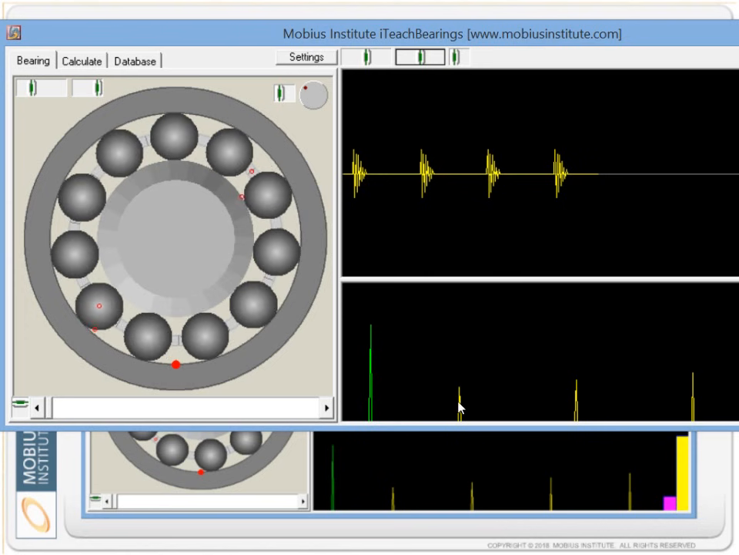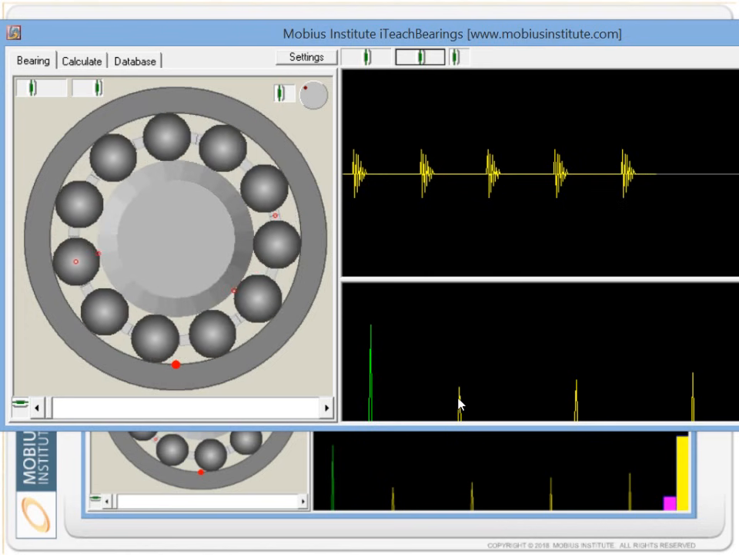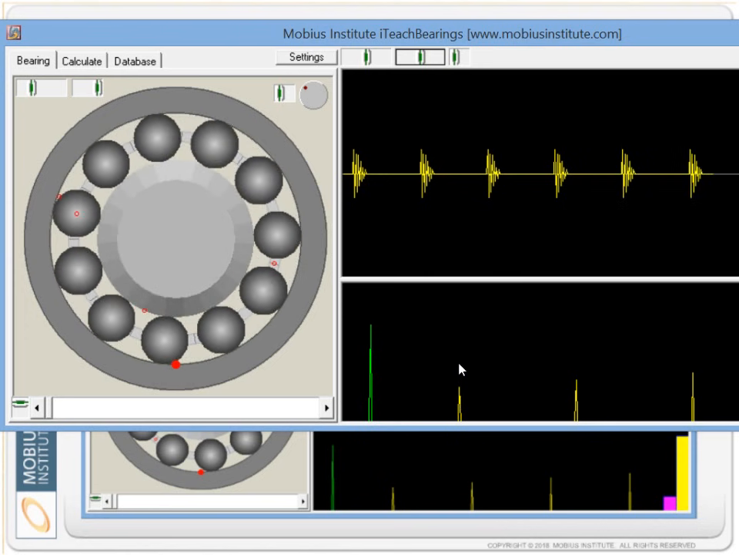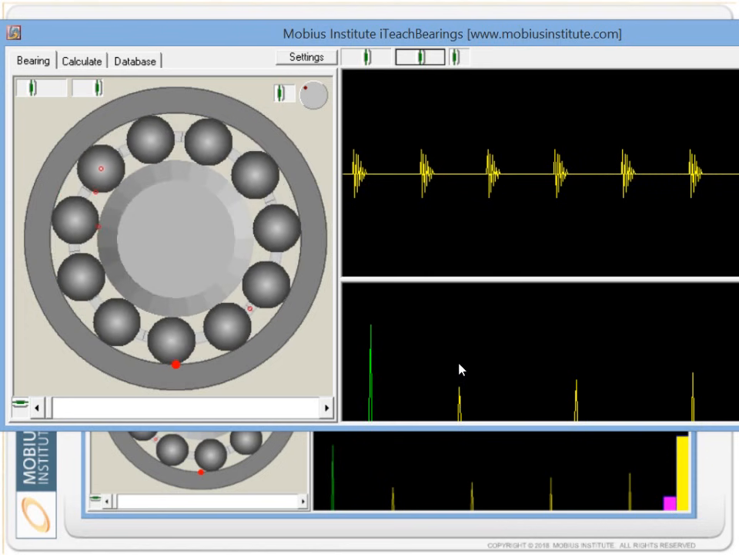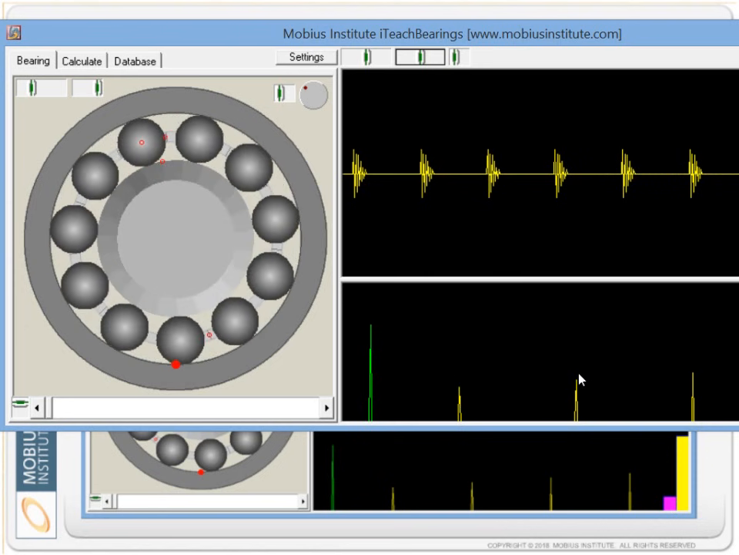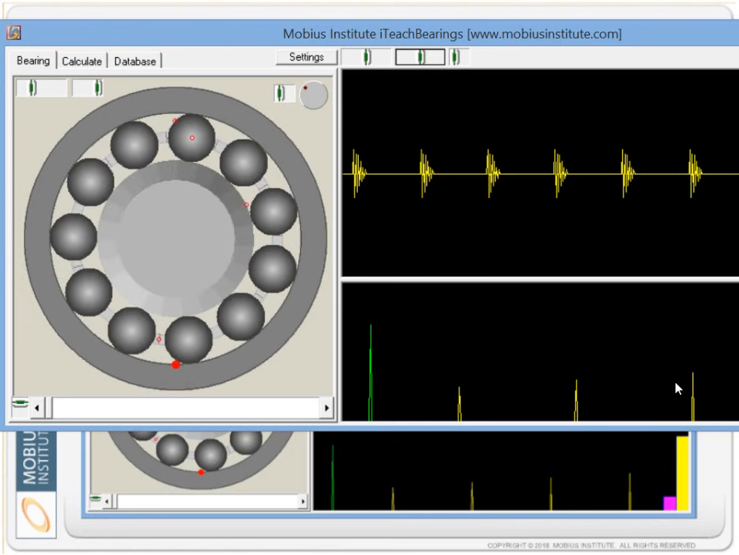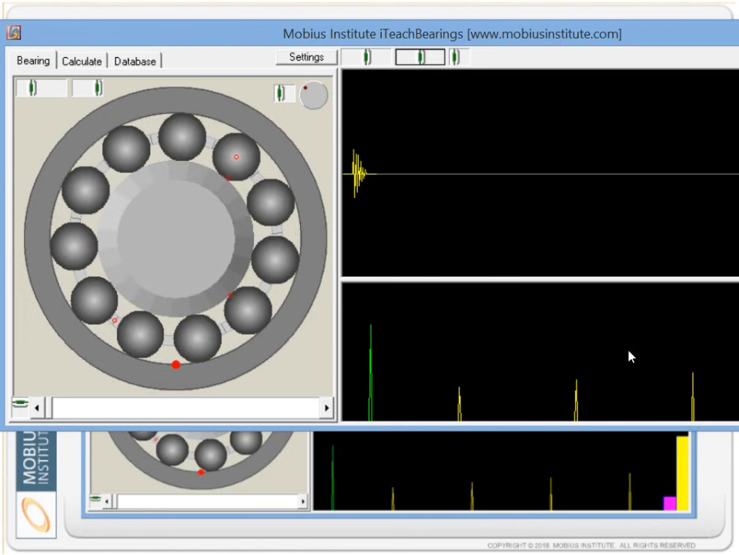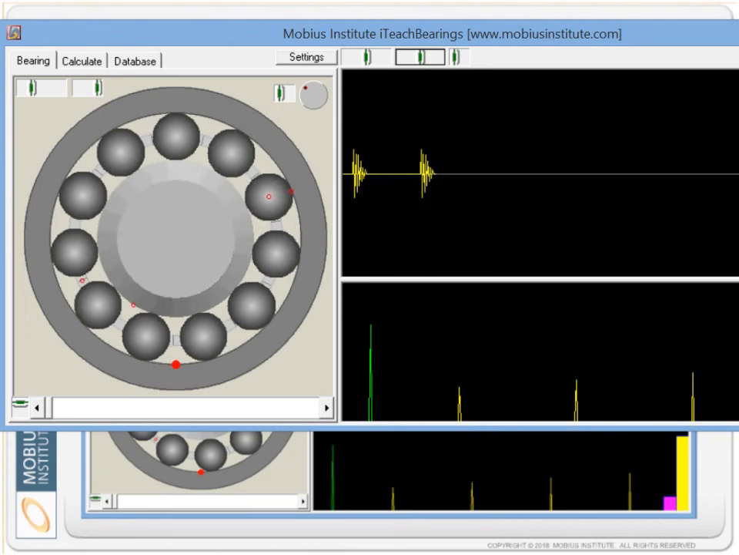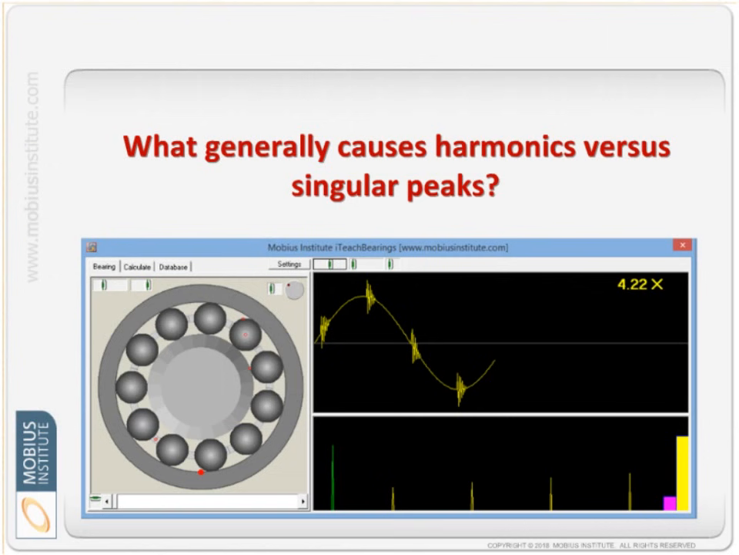And because it's a rolling element bearing, I'm actually seeing harmonics of 4.22. I happen to know that. So at 4.22 and 8.44 and 3 times that and 4 times that and 5 times that, we get peaks in the spectrum. Anyway, that's probably enough said about harmonics, but that's why.